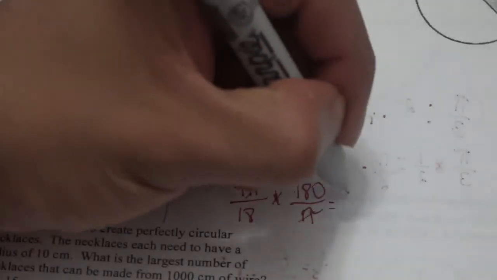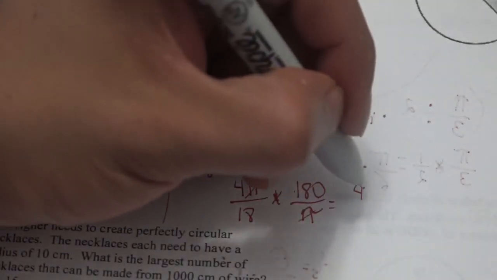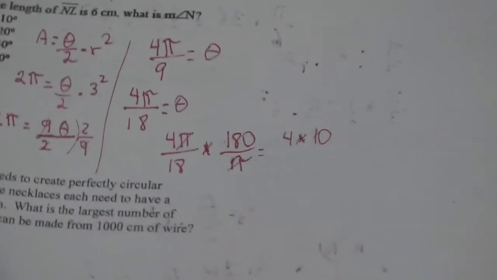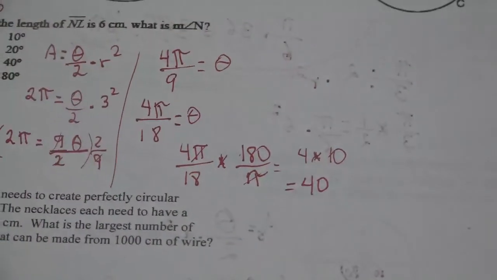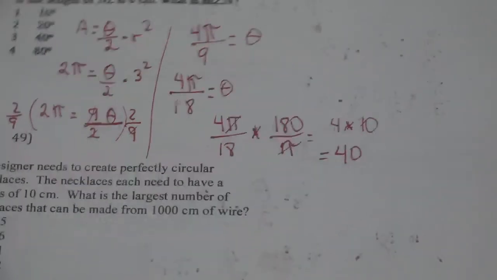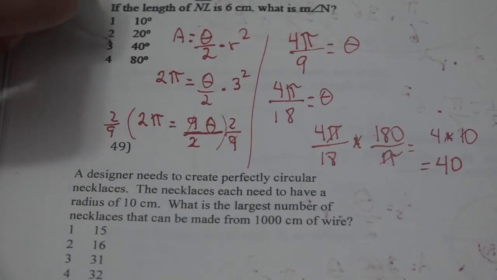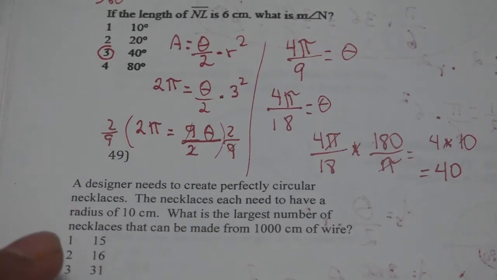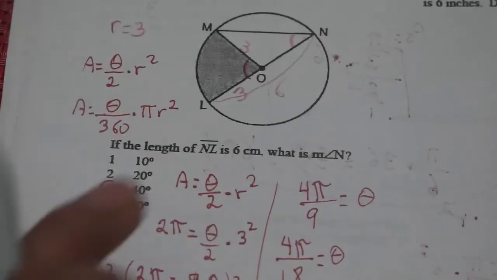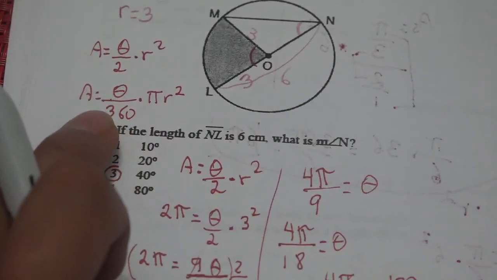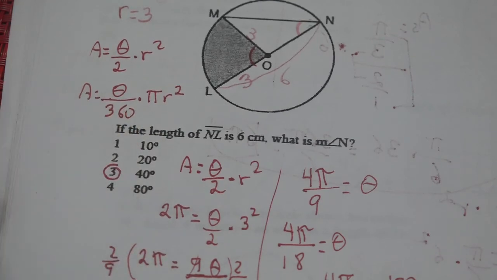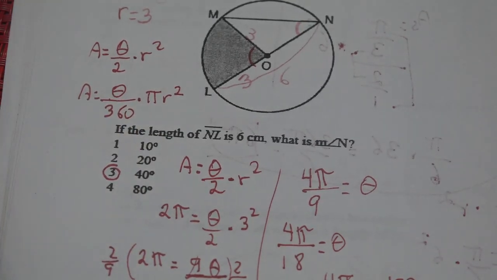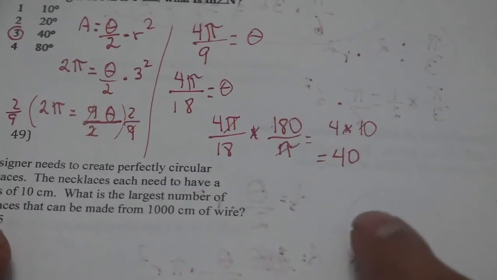So I have 4 times 10, which is equal to 40. Now, I could have avoided this conversion if I had just followed the formula that is given to me for the angle in degrees. So remember, the angle is 40.